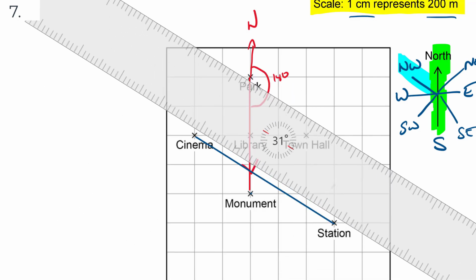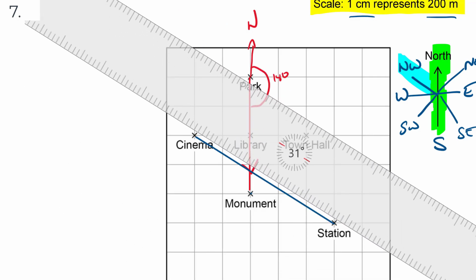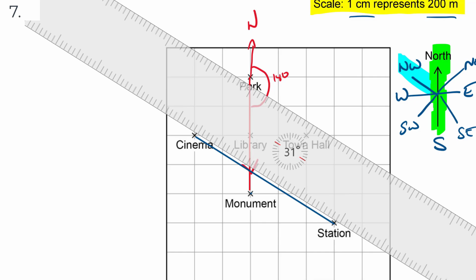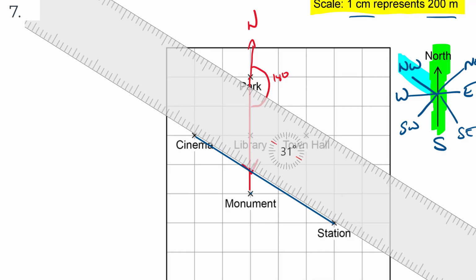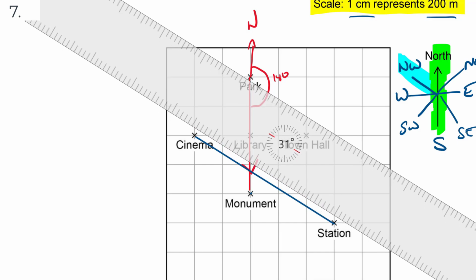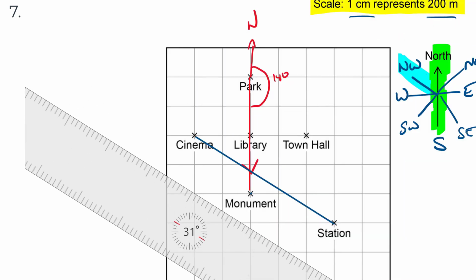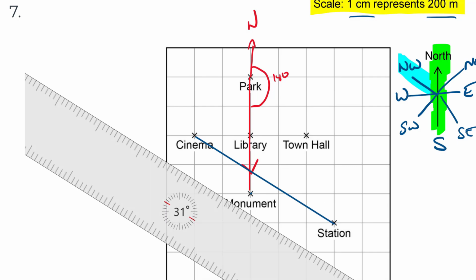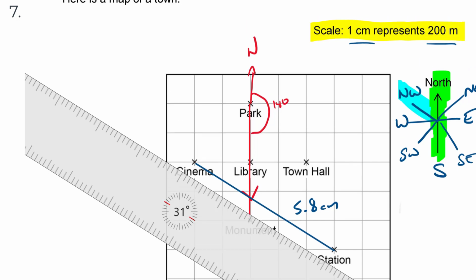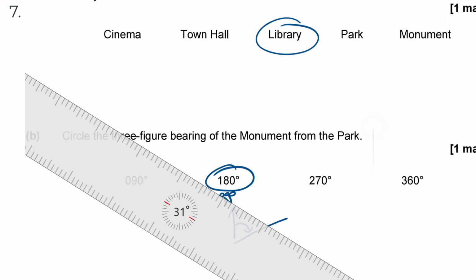Now my ruler here is a kind of electronic one. It's not going to calibrate nicely with that page, but if you've got a proper ruler on a proper exam paper, you can just measure it to the nearest millimeter. And having done that properly, I made it 5.8 centimeters when I measured it on the real paper with a real ruler. So if it's 5.8 centimeters and I know that 1 centimeter represents 200 meters, if I times 200 by 5.8, I should get the distance.